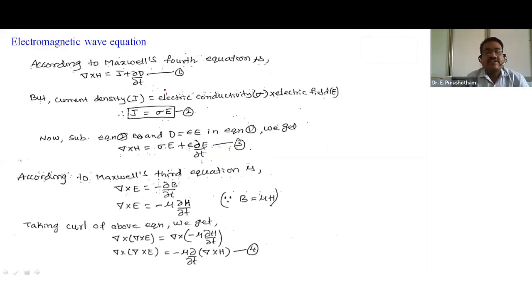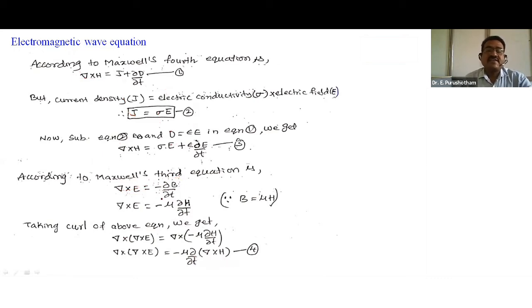According to Maxwell's fourth equation, we can write equation 1: curl of H is equal to J plus dou D by dou t. But J is equal to sigma E. This is equation number 2. Sigma is the electric conductivity, E is the electric field intensity. Now substituting equation 2 in equation 1, we get equation 3: curl of H is equal to sigma E plus epsilon dou E by dou t. According to Maxwell's third equation, we can write curl of E is equal to minus dou B by dou t.